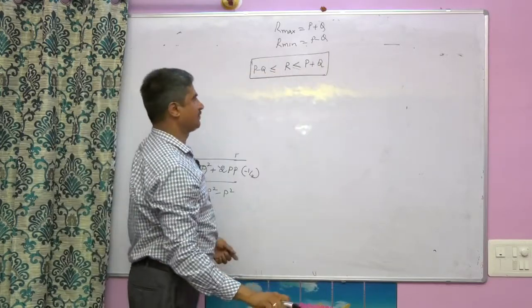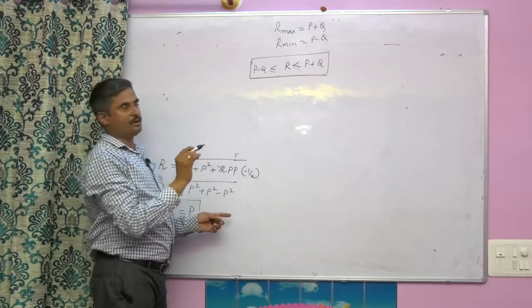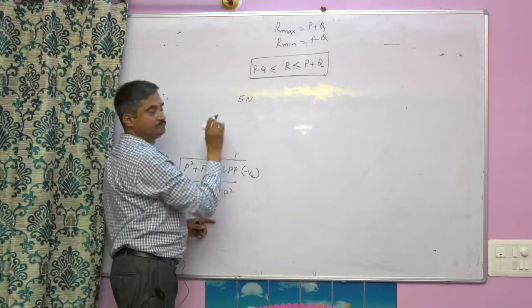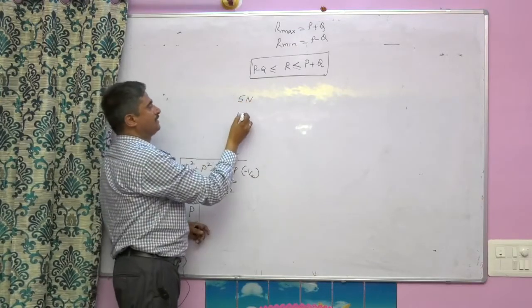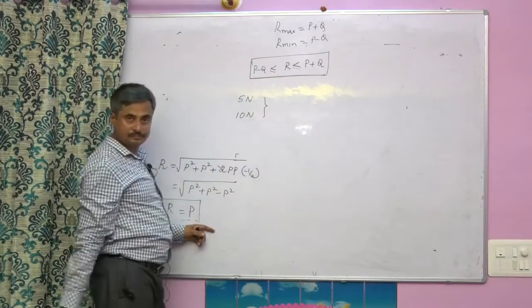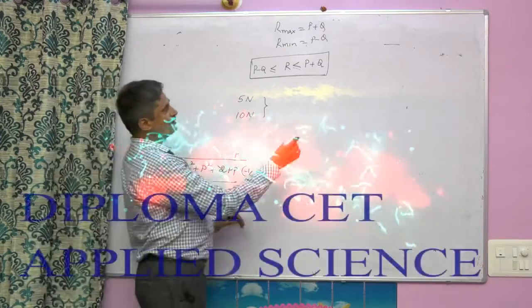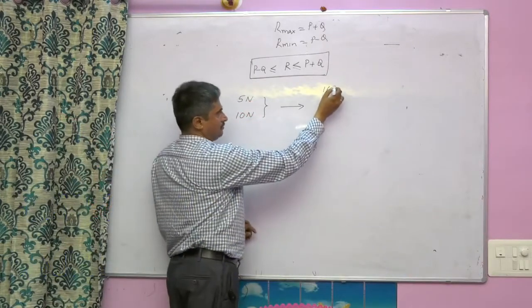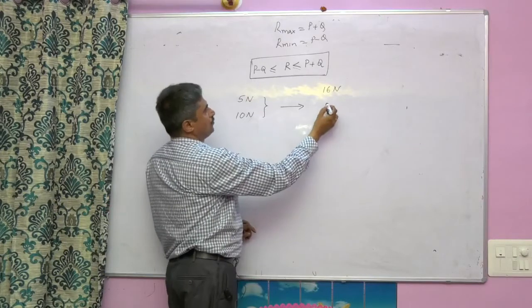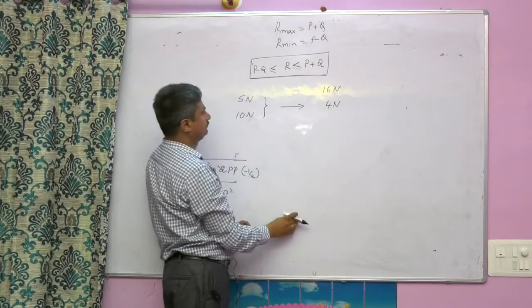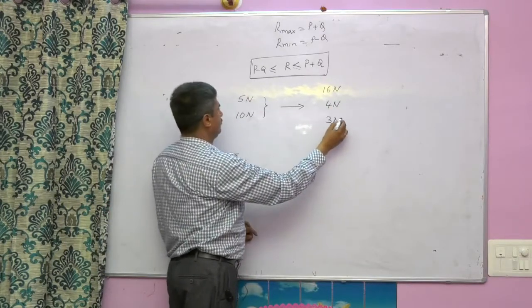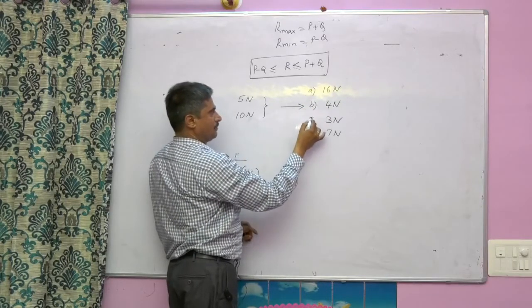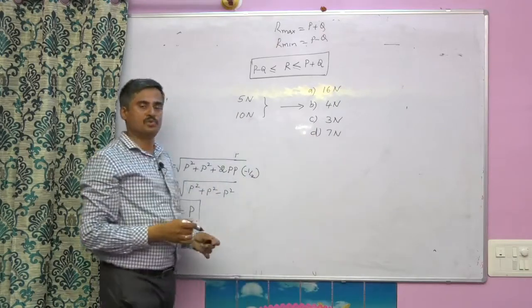For example, we have two vectors, say 5 Newton and 10 Newtons acting at a point. Their resultant may be, they give 4 choices: 16 Newton, 4 Newton, 3 Newton, 7 Newton. Let's suppose they give you 4 choices. So 4 choices are given.